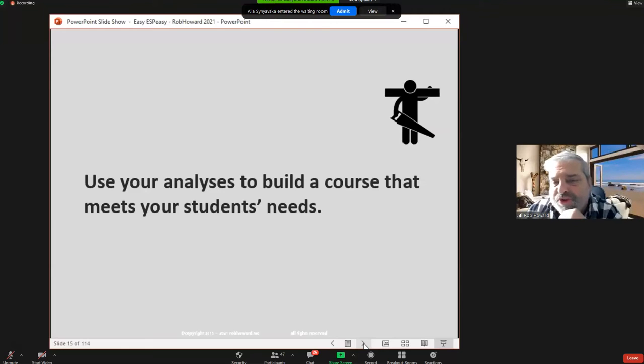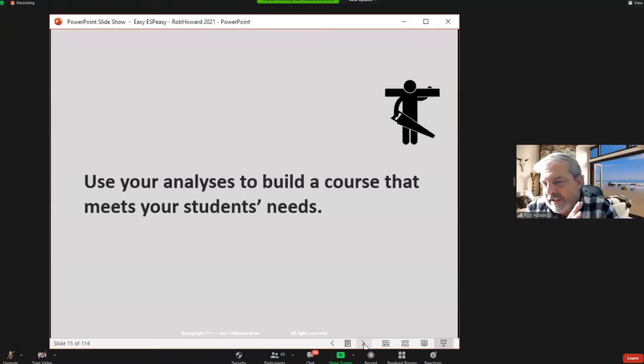So you're going to use the analysis that you do with the student to build a course that's going to meet your students' needs. Now, everybody's reality is different. I'm lucky because I'm teaching one-to-one, so it's very easy for me to come up with something designed specifically for one student.